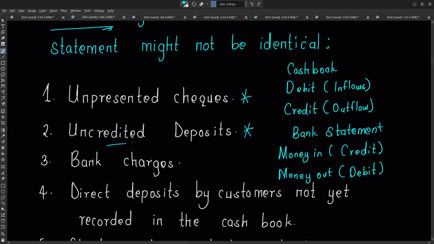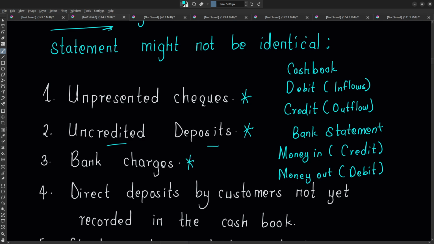So when we say uncredited deposits, it is maybe a deposit that has not yet been processed, okay? So we are yet to see it in the bank statement that these deposits happened, okay? So note that.